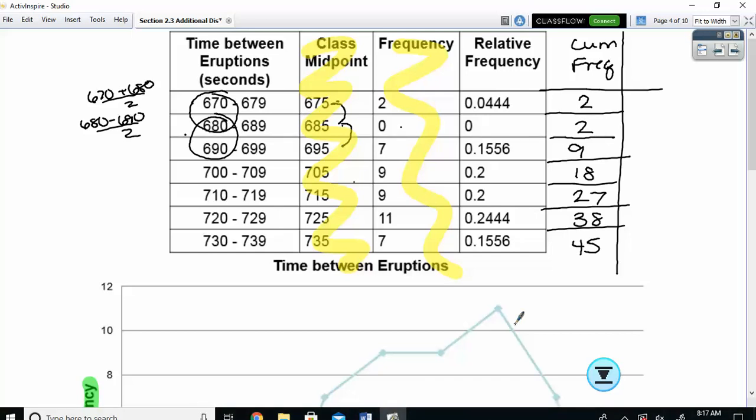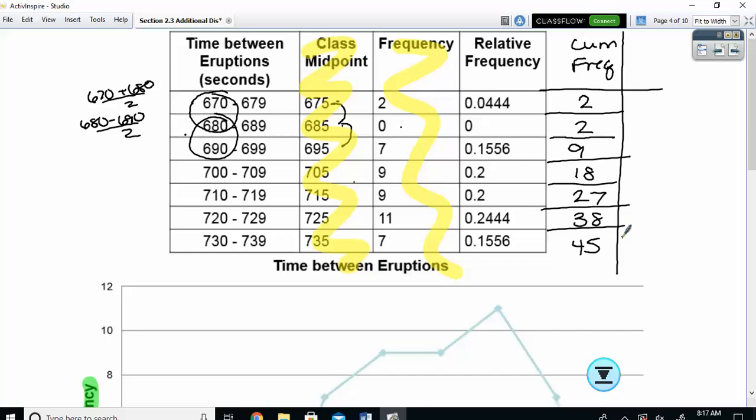So it's basically just saying how many have happened up to this point. When you do the cumulative relative frequencies, what should your last one be? 1. Relative frequencies always add up to 1. I'm not going to use this one much. Just wanted to show you what it was in case you were ever looking at a graph that had it. It's just all the frequencies up to that point.